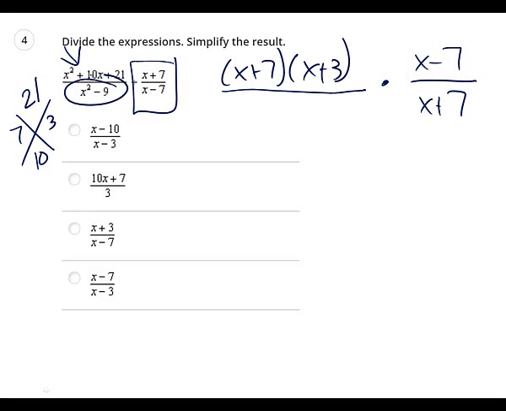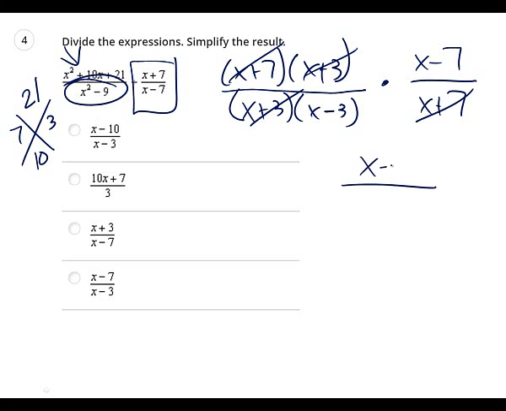What kind of factoring is this denominator right here? Difference of squares. And what do we get for that? x plus 3, x minus 4. Good. All right. What cancels? The x plus 3 and x plus 7. So what's left in the numerator? x minus 7. And in the denominator? x minus 3.